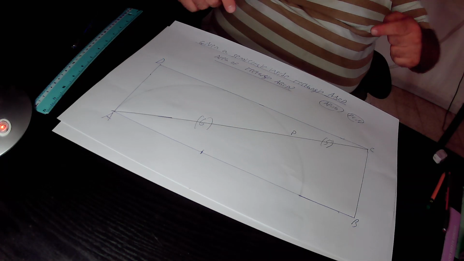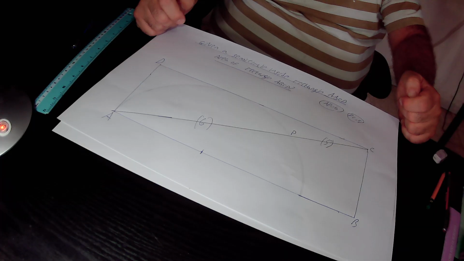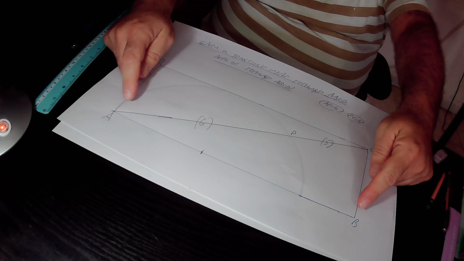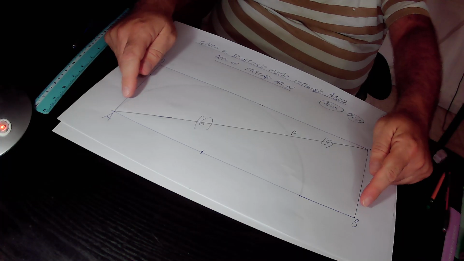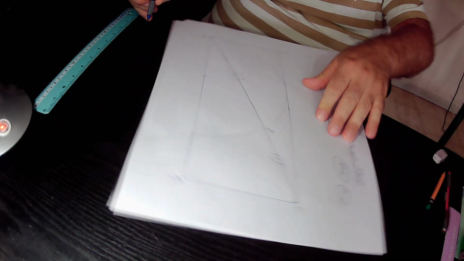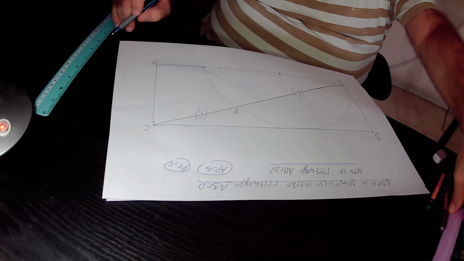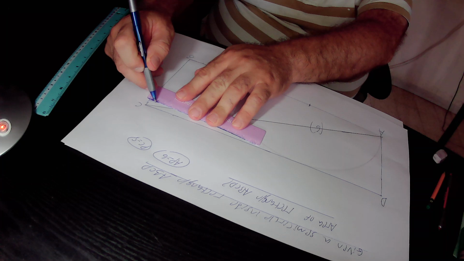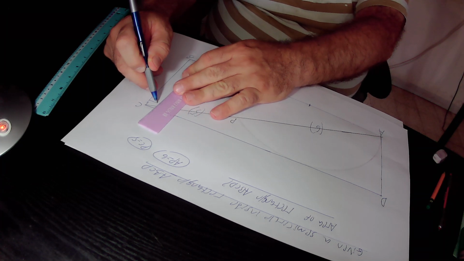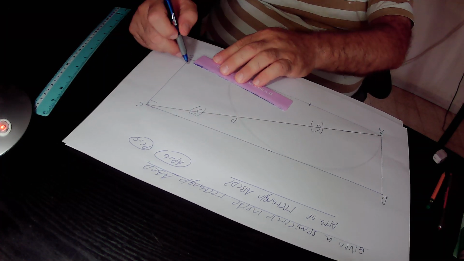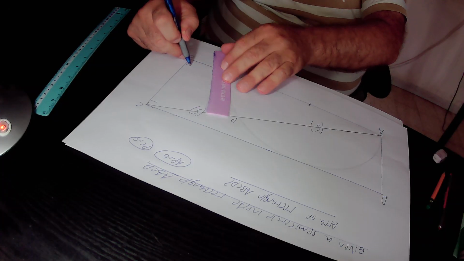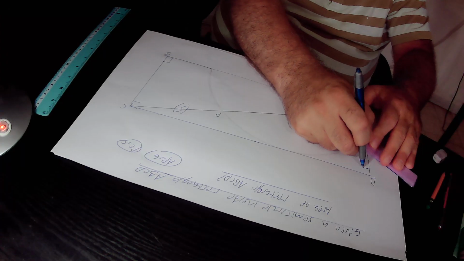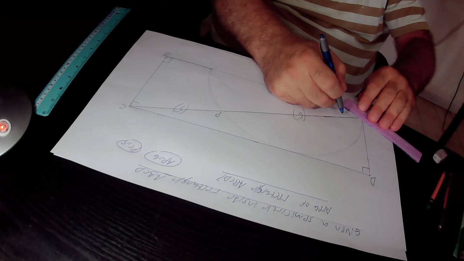So ABCD is a rectangle, therefore all those four angles inside the rectangle ABCD are right angles. So actually, this angle equals 90 degrees in its size. This angle also equals 90 degrees in its size. This is a right angle. This is also a right angle.